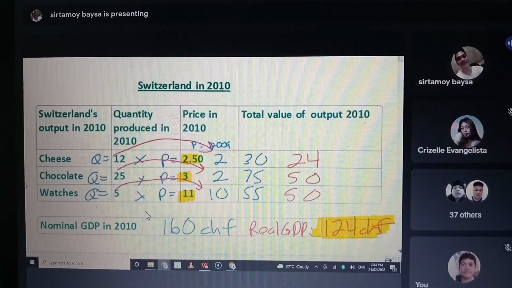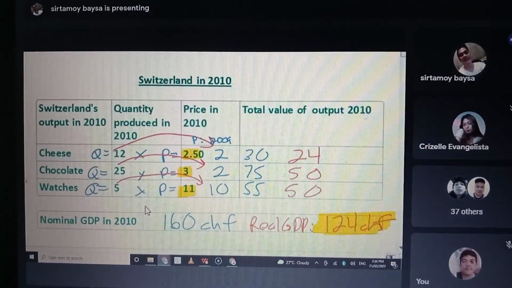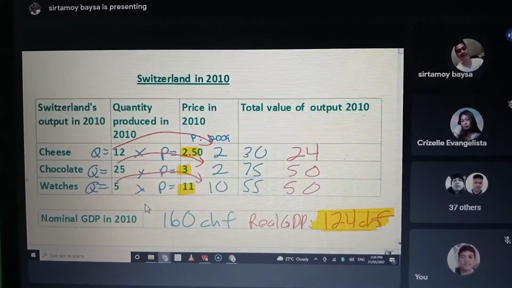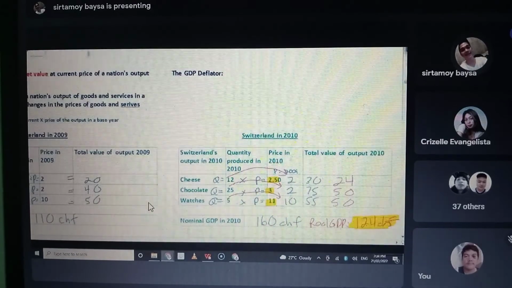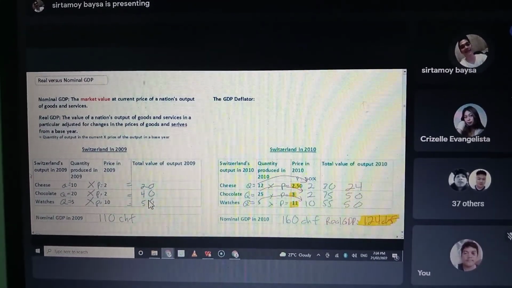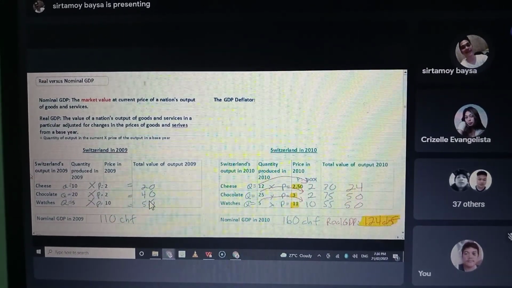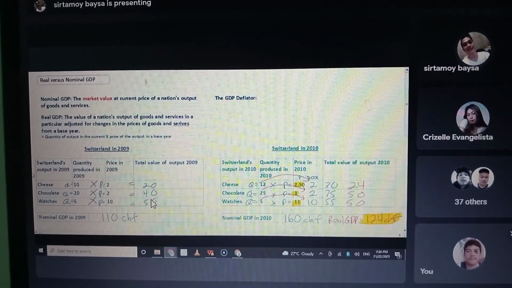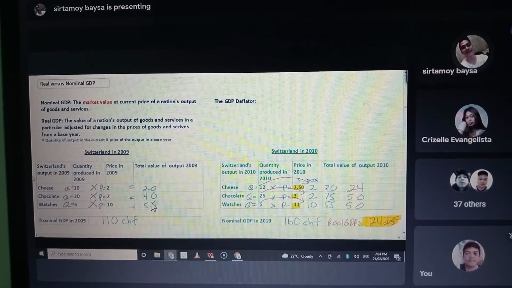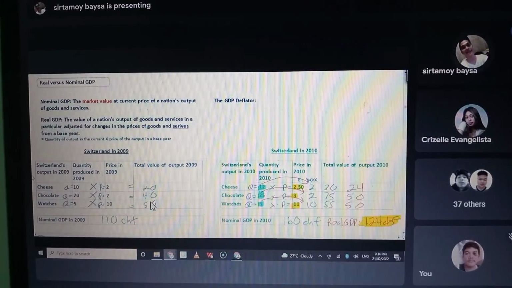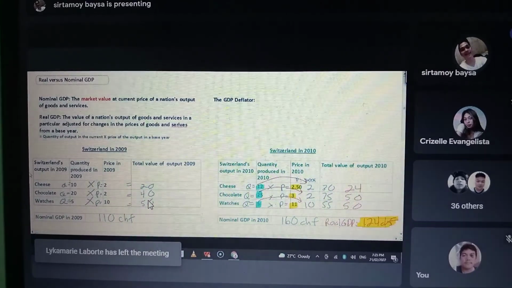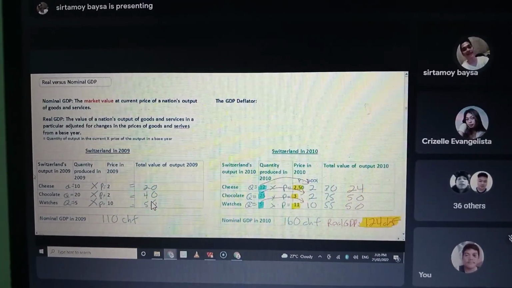The reason, of course, is that between 2009 and 2010, prices rose in Switzerland, which inflated Switzerland's GDP figure. In 2009, Switzerland's nominal GDP was only 110 francs. In 2010, it grew dramatically to 160 francs. But the source of this growth in nominal GDP was not as much an increase in the actual output, which is determined by the quantity produced in 2010, as it was by increases in the price level, which was illustrated by the higher prices for all three goods experienced in 2010.